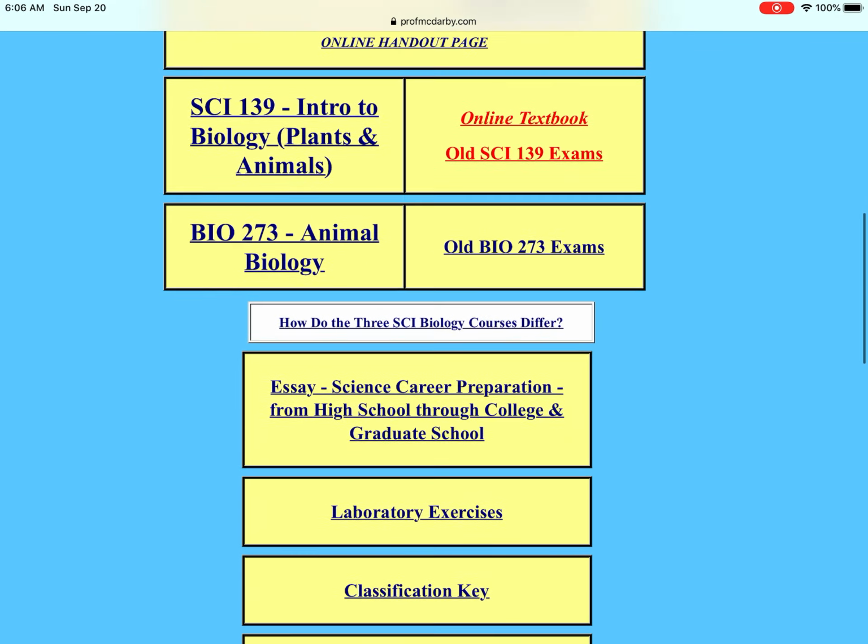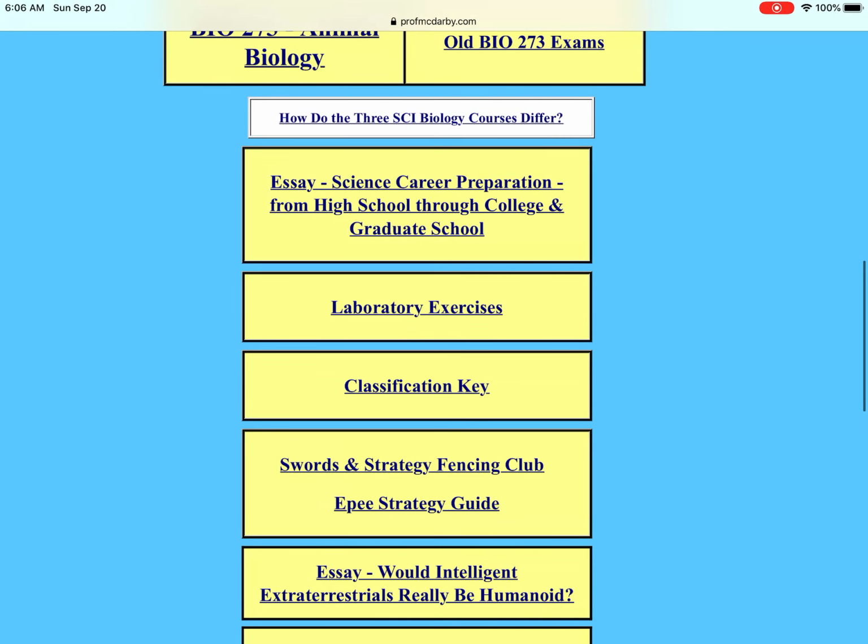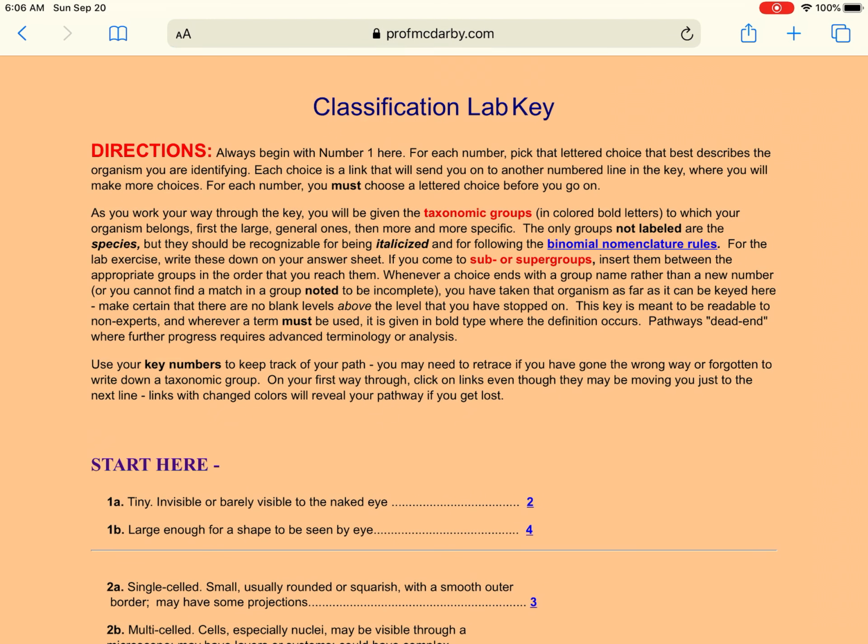If you go down here, there's clicks for laboratory exercises. The key that you use for this lab is in there, but it's also its own button. If you hit the classification key, you get this, which gives you instructions.